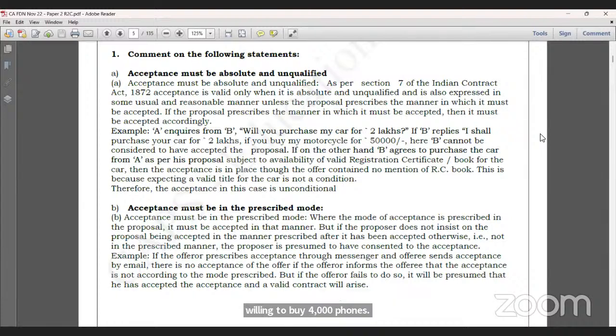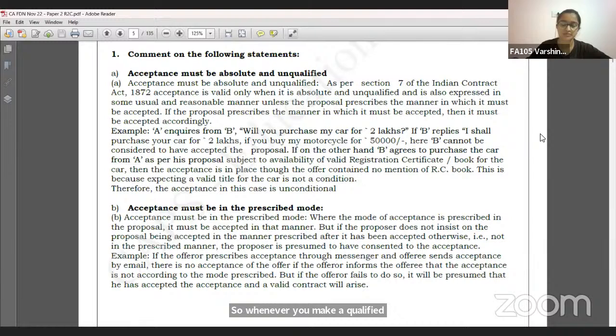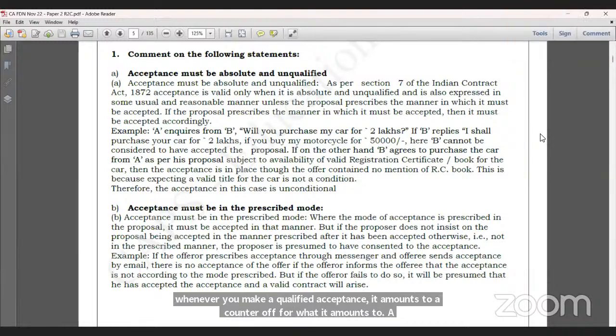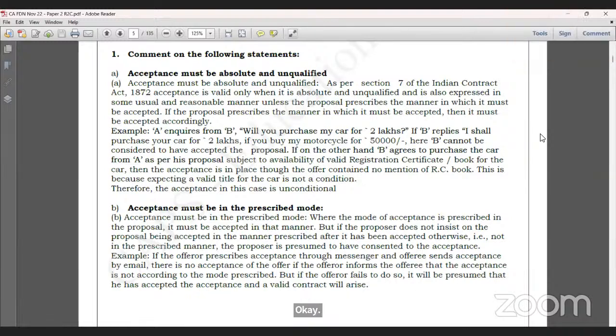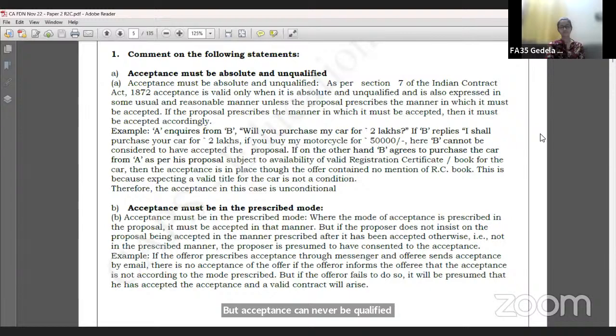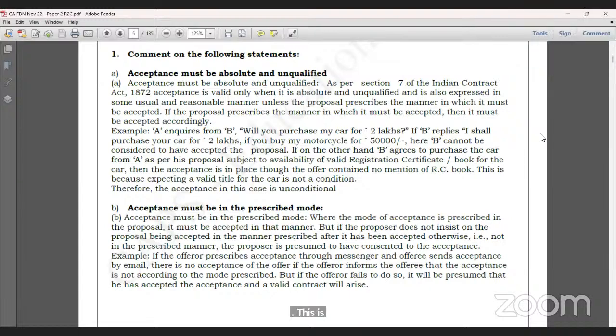What it amounts to is a counter offer, and the earlier offer becomes null and void. So an offer can be qualified, but acceptance can never be qualified. This is the same in the essentials of valid acceptance. Acceptance must be unconditional or unqualified.